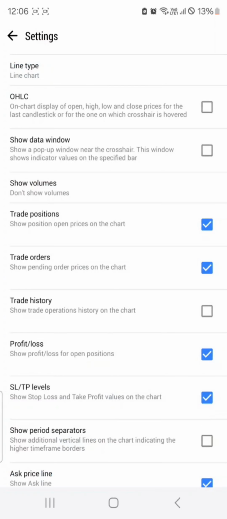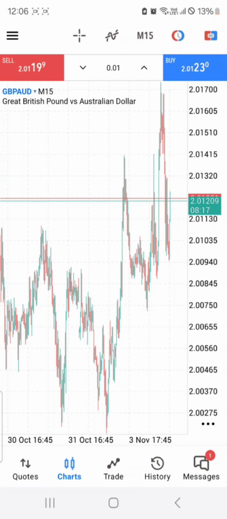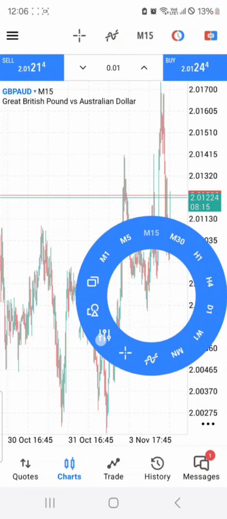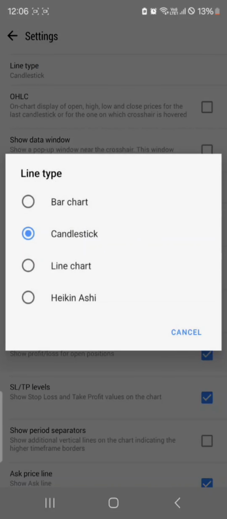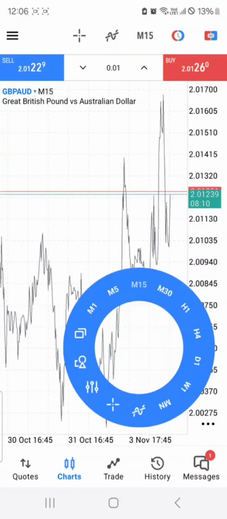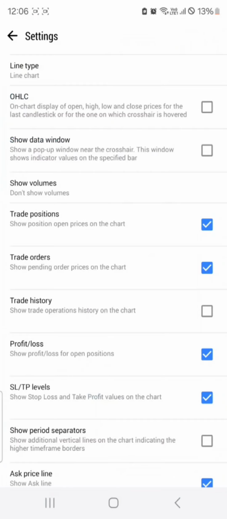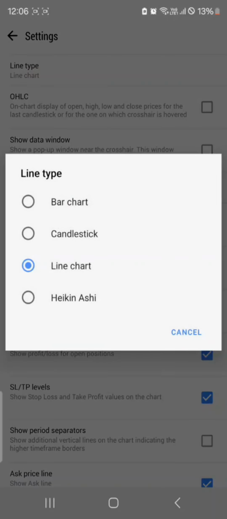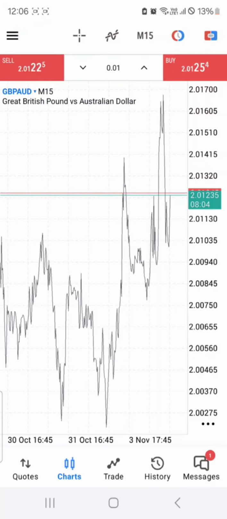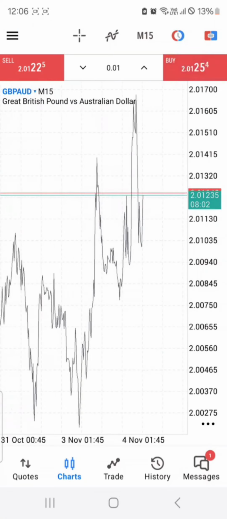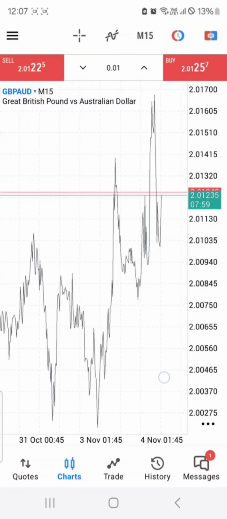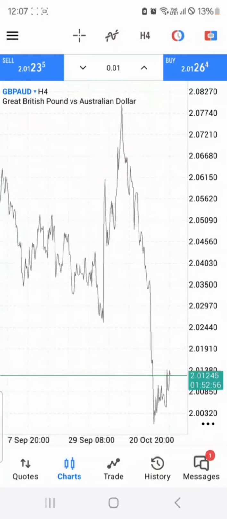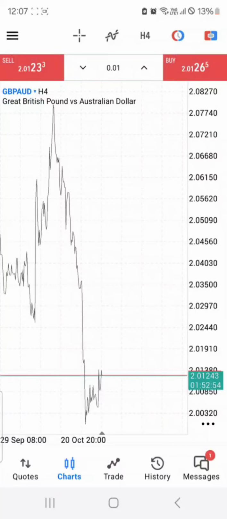If you find it like this, to not be confused, just switch to the line chart. You just click here and then you click these three lines, and you change candlesticks to line chart. So I'm going to the line chart so that I can explain to you better. This is just the Forex graph. Your job on this Forex graph is simple. I'm going to simplify Forex for you 100%.